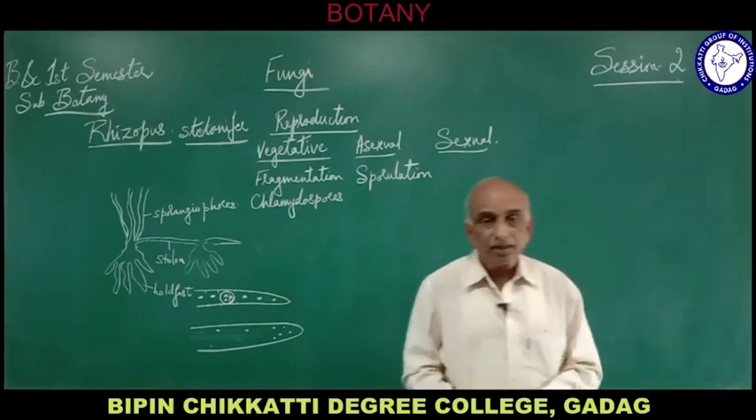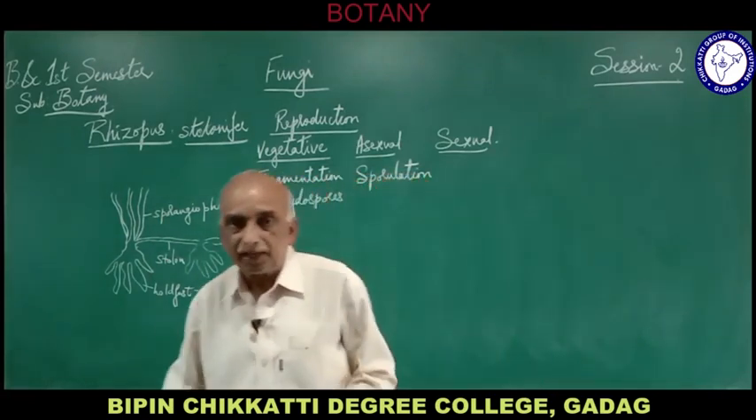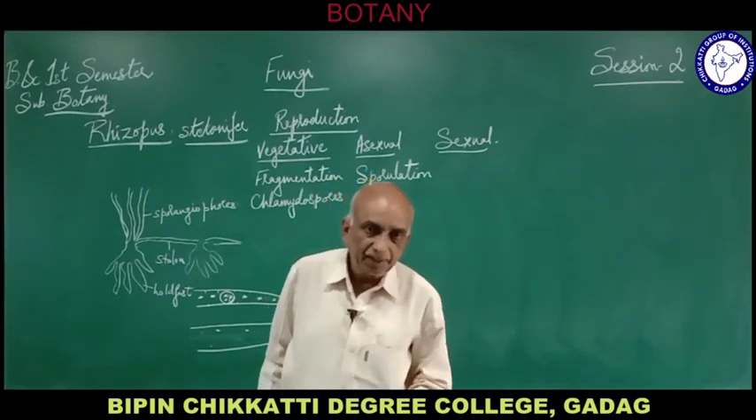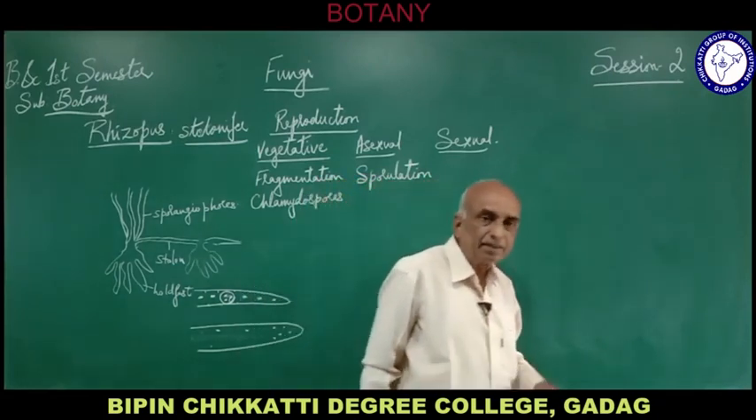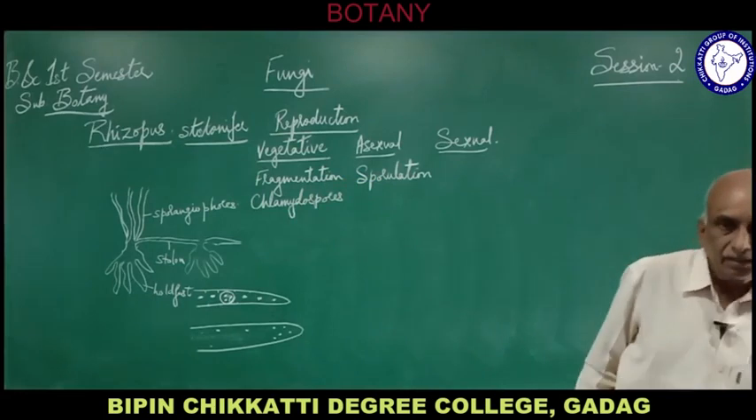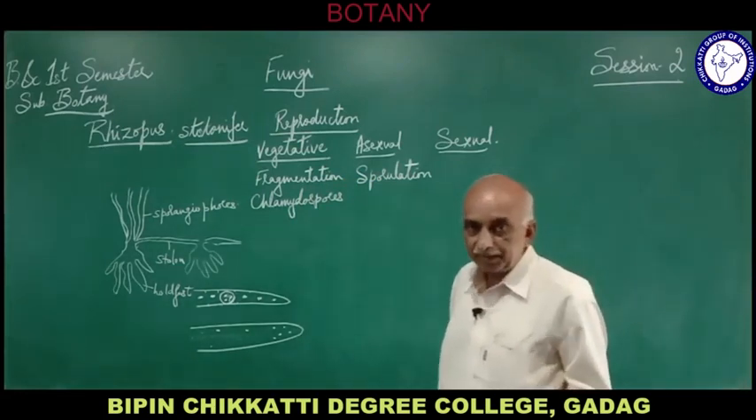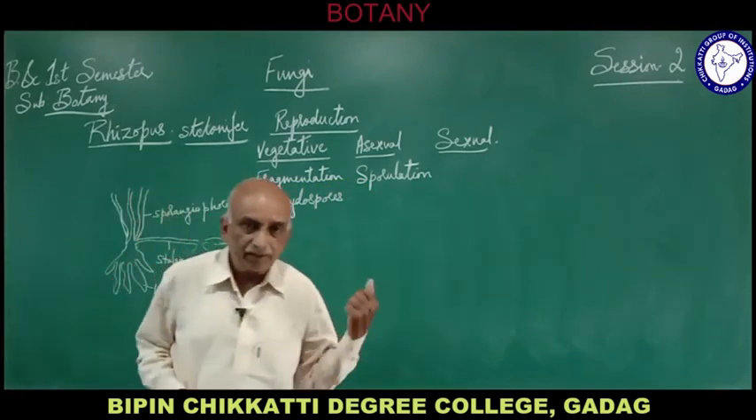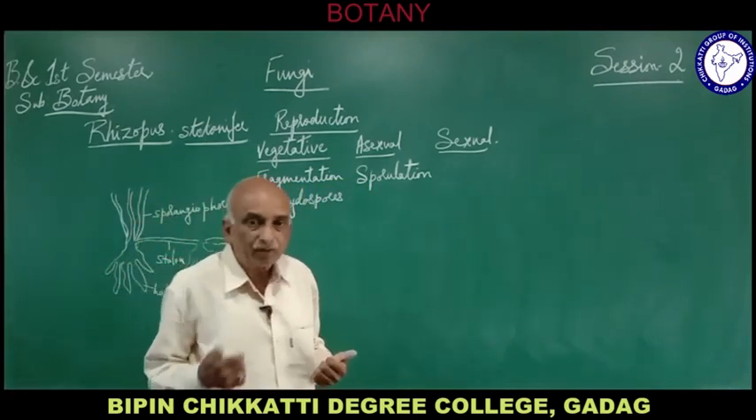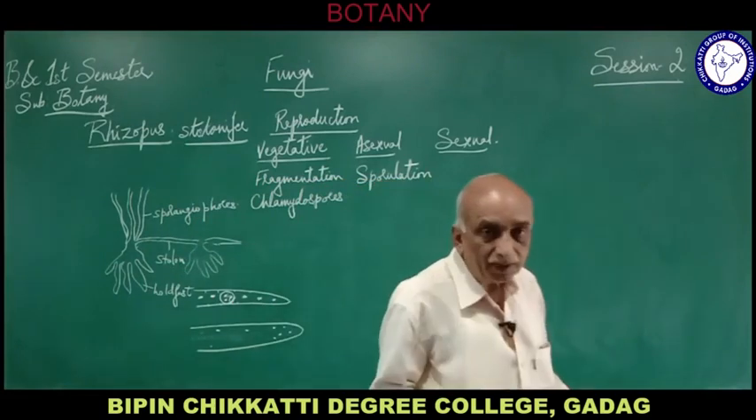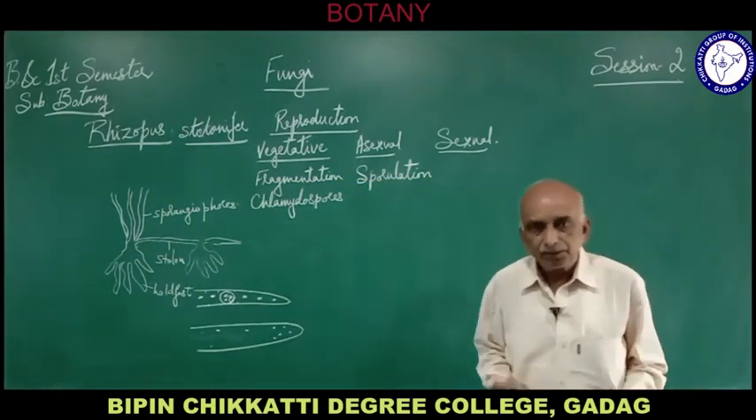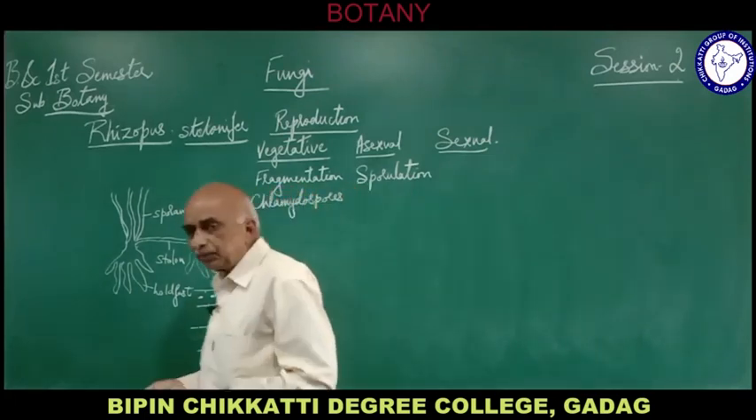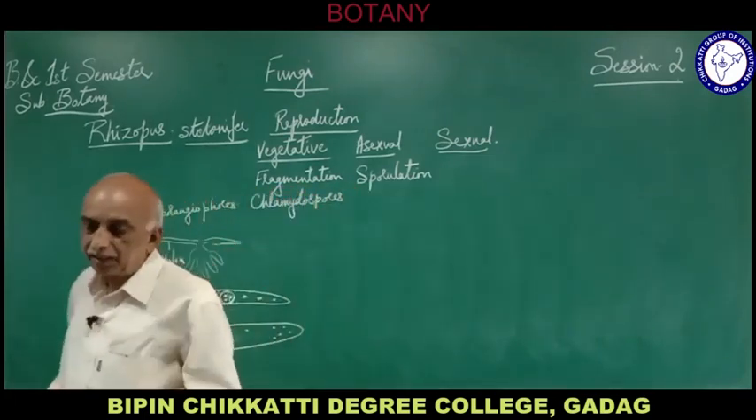Whenever there are unfavorable conditions for the hyphae, suppose when the hyphae is growing, the food material is completely used up, consumed, and there is no more, so the hypha or this thallus will not survive due to the non-availability of the food material. So in such unfavorable conditions, what happens? Such kind of chlamydospores are formed.